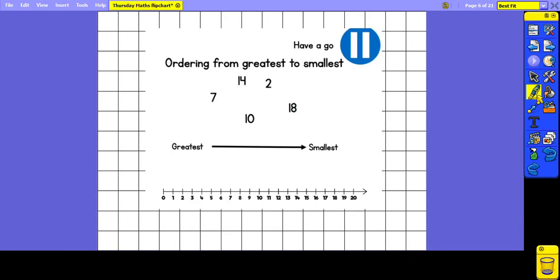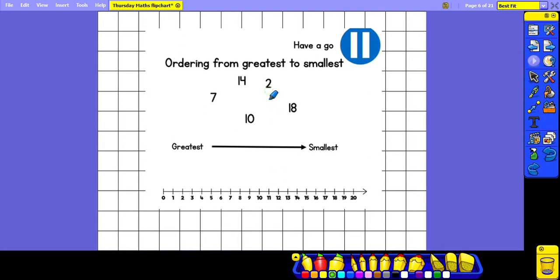And this time you're going to have a go, and you are ordering the numbers from greatest to smallest. So you're working the other way this time. Pause the video now and have a go.